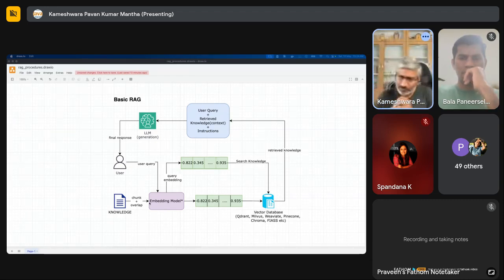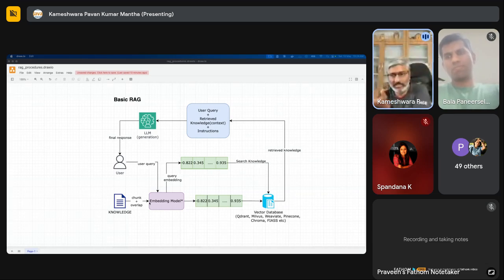vector storage. What these vector storages do is, from the previous step, what are we getting? We are getting a huge one-dimensional vector representation of the information that we have chunked and passed into it, right? So that vector, along with some metadata, will be stored inside the vector database storage.